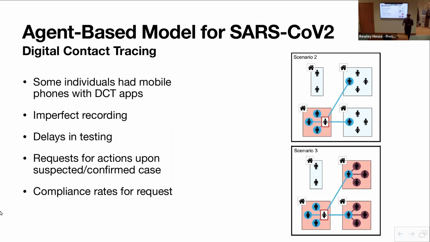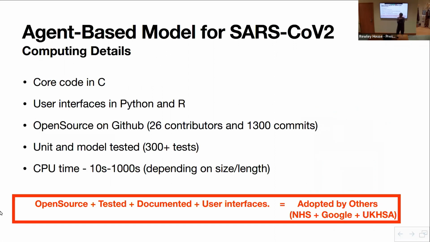So we tested out all these different potential options, and we also tested things like compliance rate. What happened if 80% of people did what was suggested? What happened if 60% of people did what was suggested? So that was the model we developed.